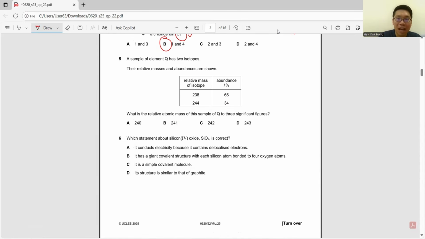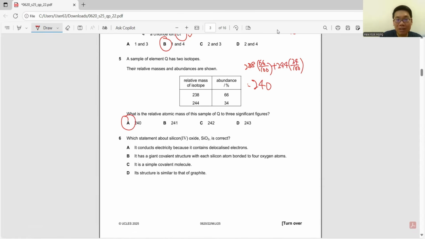Question 5. A sample of element Q has 2 isotopes. This is the abundance. What is the relative atomic mass of the sample of Q to 3 significant figures? So this we do calculations. You get 240. Answer is A.